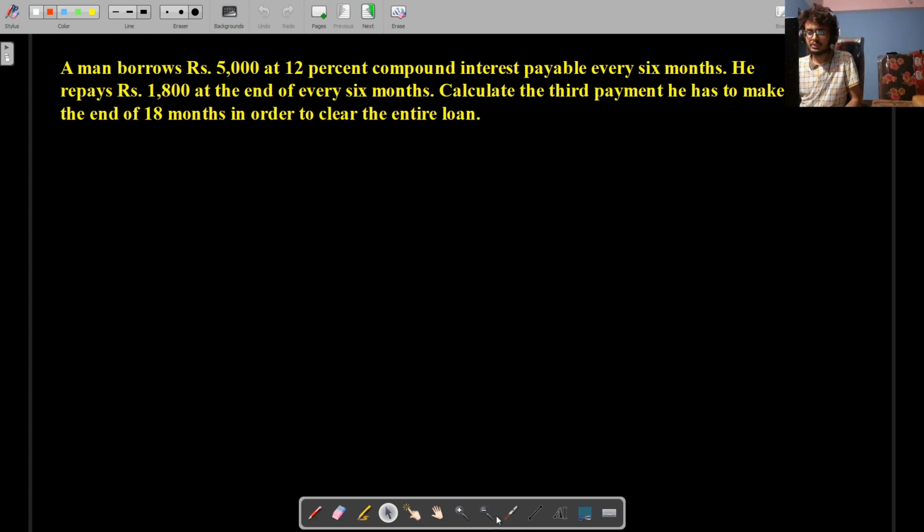So we'll do some more problems on this chapter, compound interest. Okay, so first question, can you see the screen?